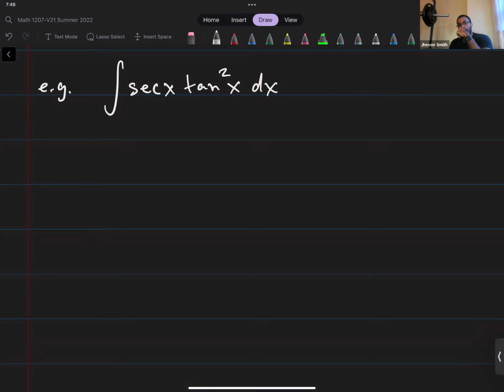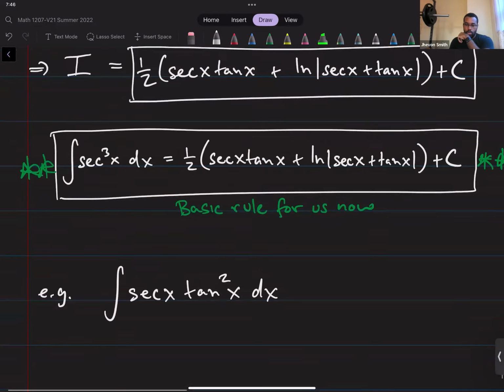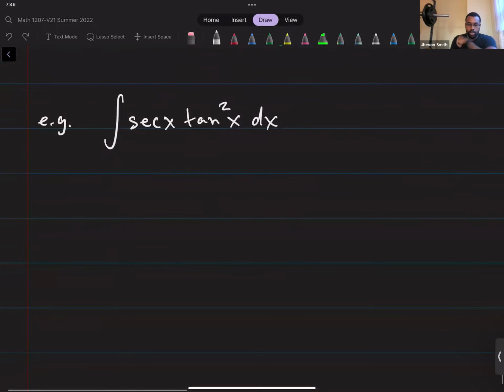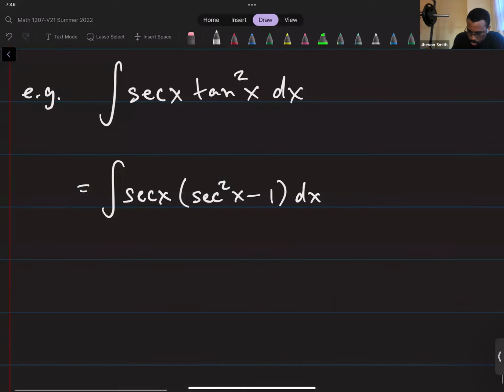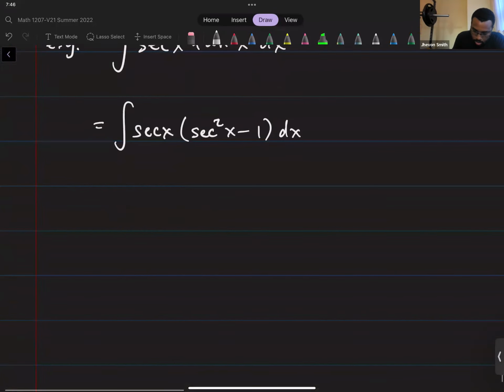I have a question. So can we use secant cubed as like one of the ones that we know now? Yeah, yeah. It's a basic rule for us now. Okay, so then can we change tan squared x to secant squared x minus 1? Okay, so you multiply this out. This is just going to be the integral of secant cubed minus secant.